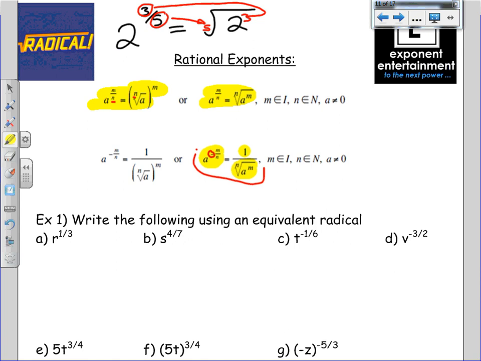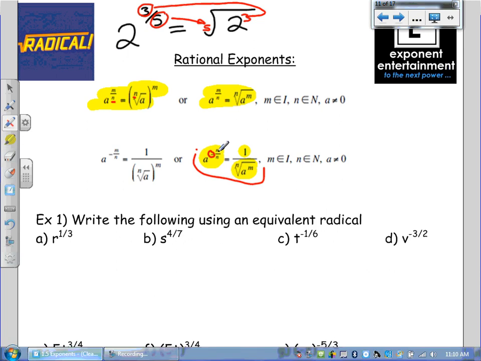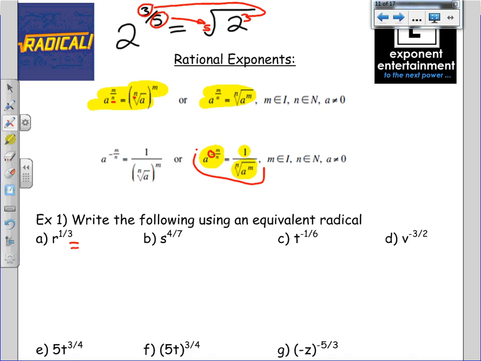So let's do a couple examples. r to the power of 1/3. We want to simplify it. What would it look like? The cube root of r. The bottom number becomes your index. The top number is what you raise it to the power of. r to the power of 1 is r, so we leave it. What would this one change to?